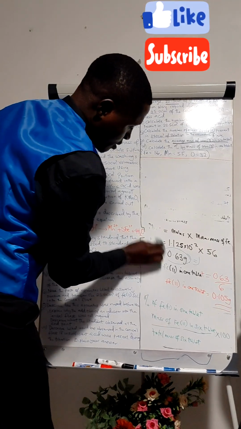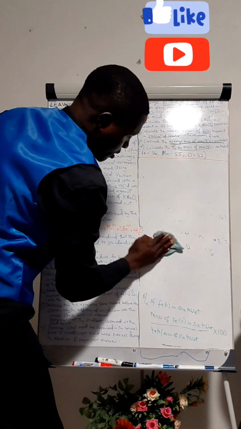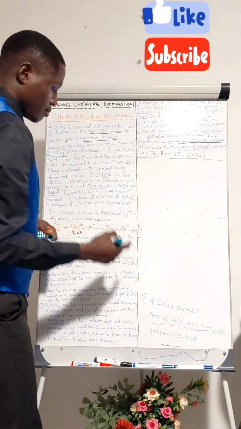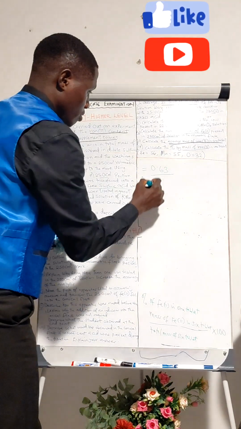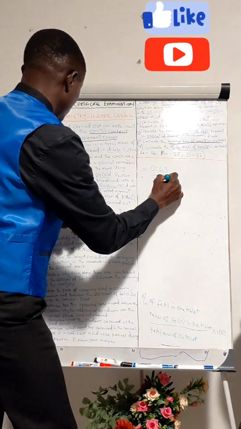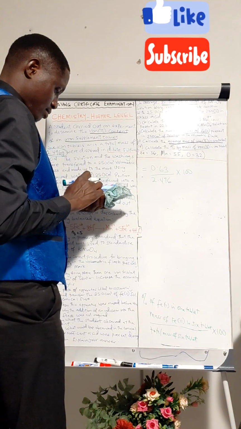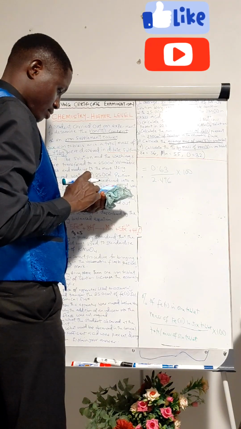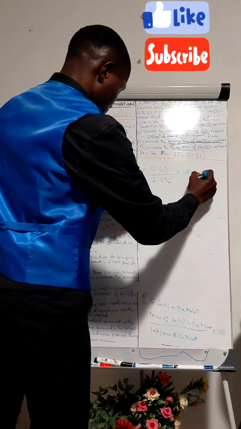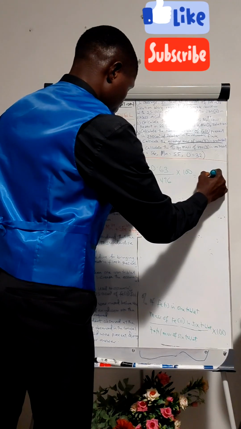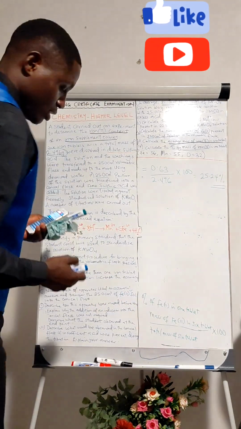So what I'm going to have here is 0.63 over 2.496, times 100. So that should be 25.24%.